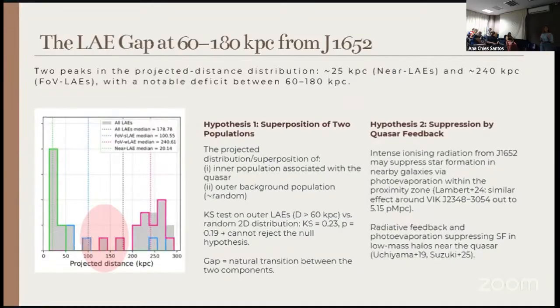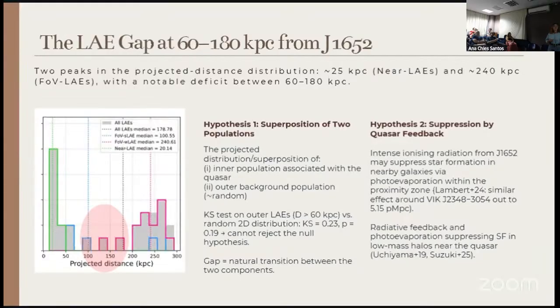So you have 2 main scenarios about this. You can see a superposition of 2 populations: an inner population more associated with the quasar, and another, more of a background population, like a random distribution of galaxies. So when you run a KS test for the Lyman-α emitters that have a projected distance higher than 60 versus a random 2D distribution, we find that this scenario is possible.